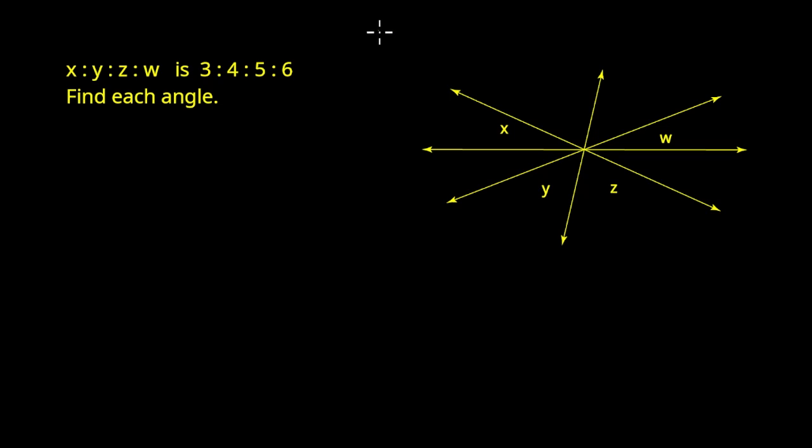In this video, we will be doing an extension of another one. We were proving that x plus y plus z plus w in this figure must equal 180. So now we've got a ratio here and find each angle.